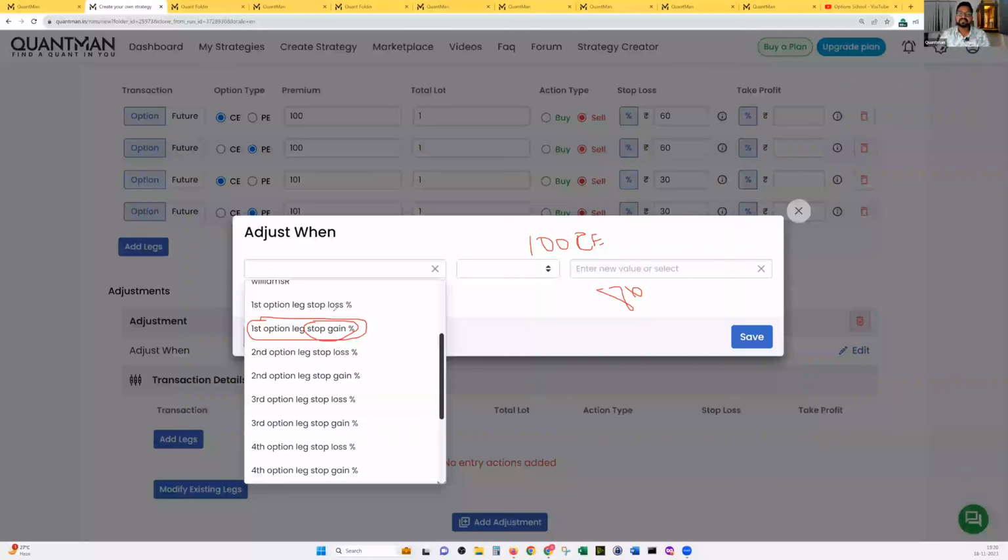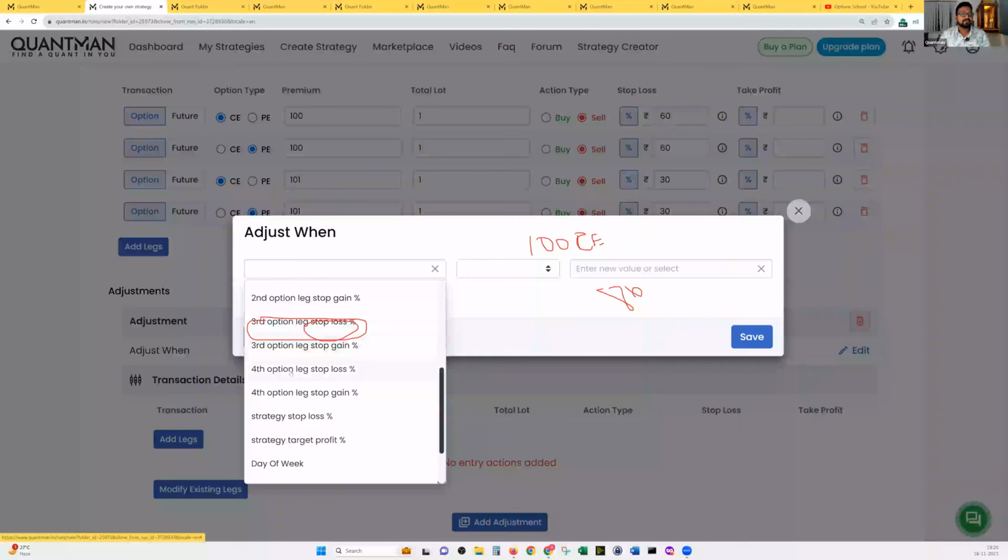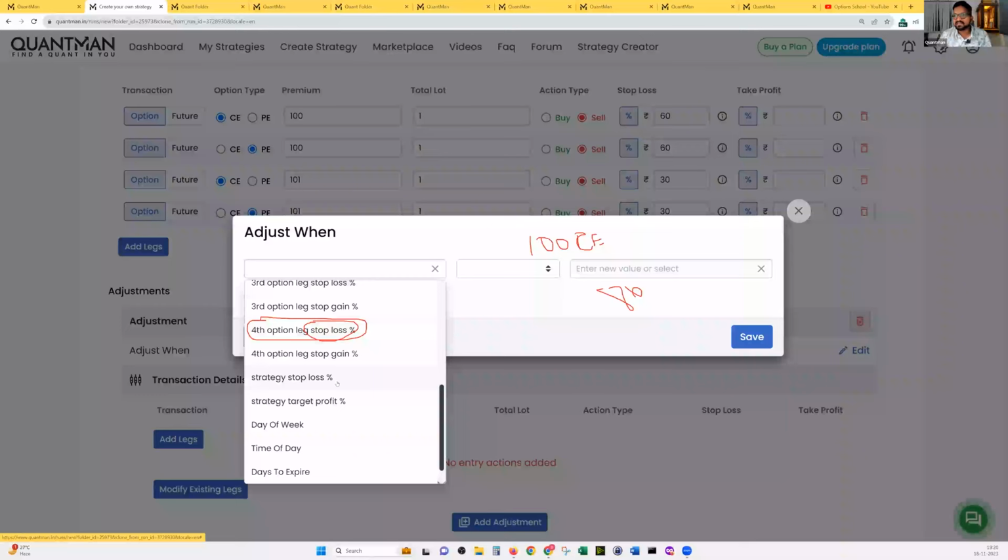And now what I do, we'll just take 1, 2, 3, 4. We have four legs, right? For all the four legs, we have a similar format. And another important thing comes over here: strategy stop loss percentage, strategy target profit. What does it mean?